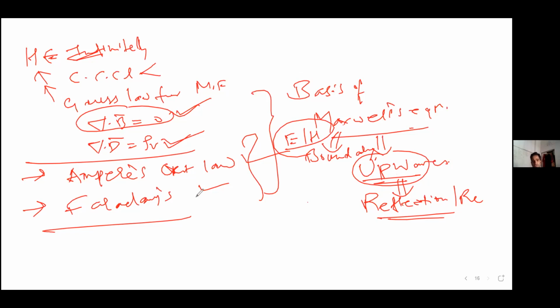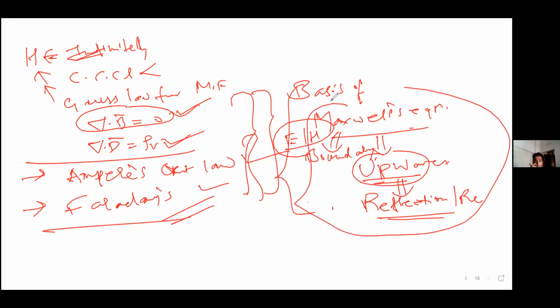This is one of the modules, and this is the other module. Today we'll try to cover till here, and next time we'll try to cover these things. So let's move towards Ampere circuital law.